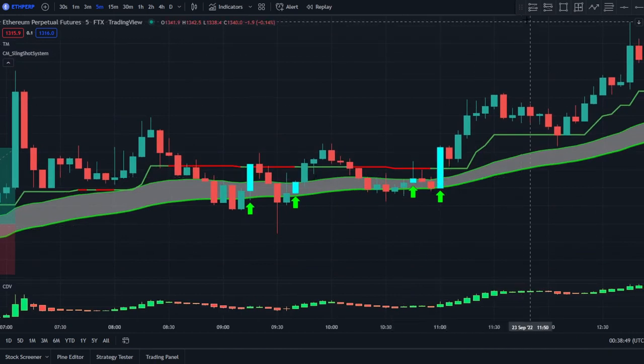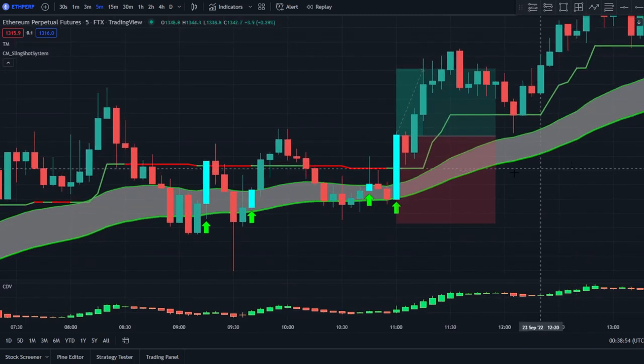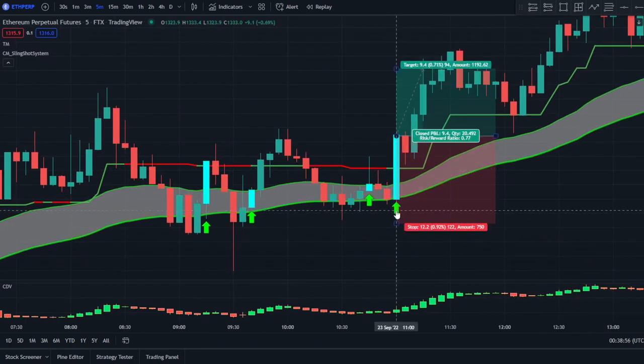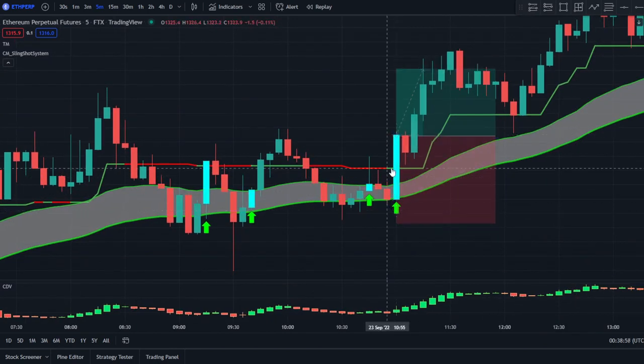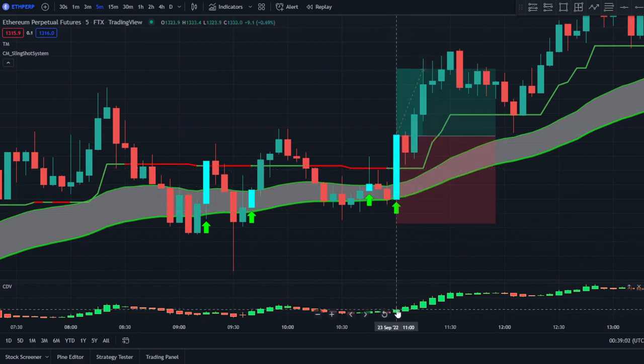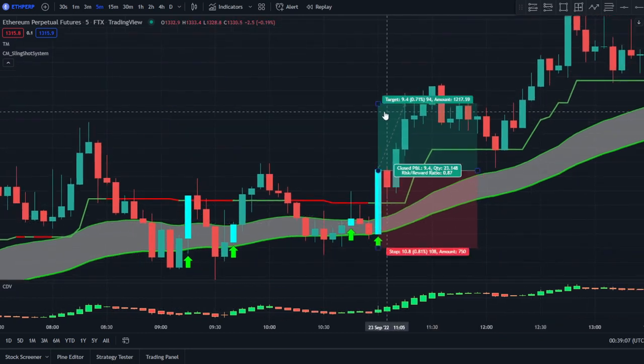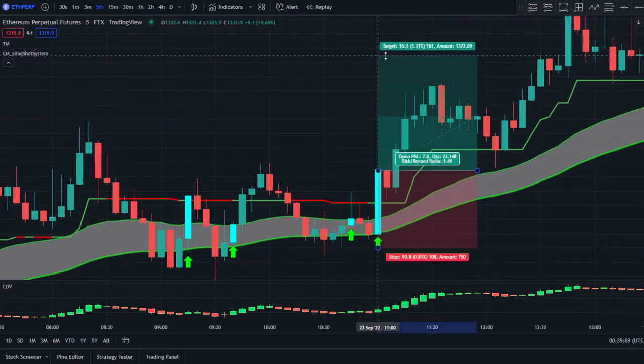And right here we have another valid position, because if we look right here, we can see that we have a green arrow below, we have the break above the trend magic, and the trend magic is green in color. And when we look at the cumulative delta volume, it is green in color as well. So we're going to put our stop loss right below the swing low, and we'll take a 1.5:1.